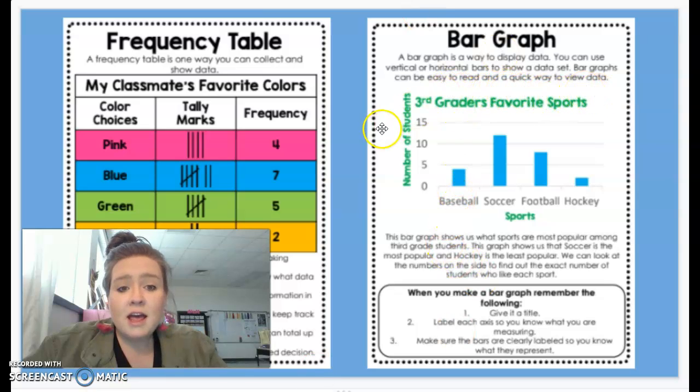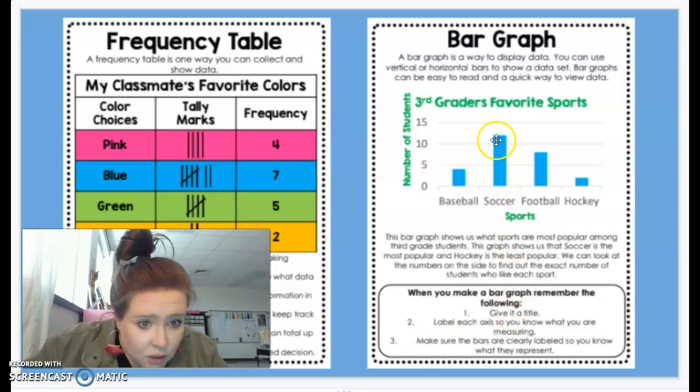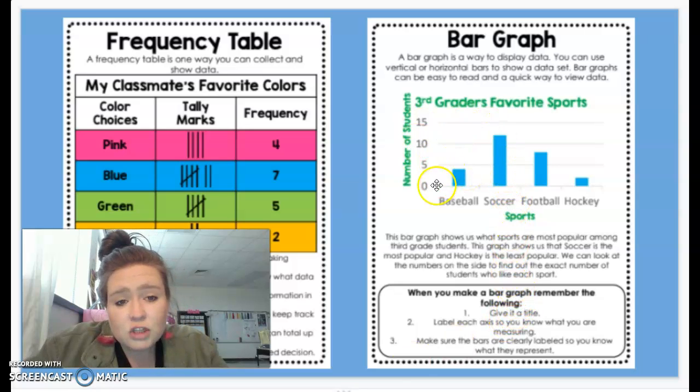All right? Again, here's a title, third graders' favorite sports. You have 4 different categories: baseball, soccer, football, hockey. The number of students. Notice this graph does not go 1, 2, 3, 4, 5. It goes 0, 5, 10, 15. So it's really important that you are paying attention to the scale on the side of your graph.